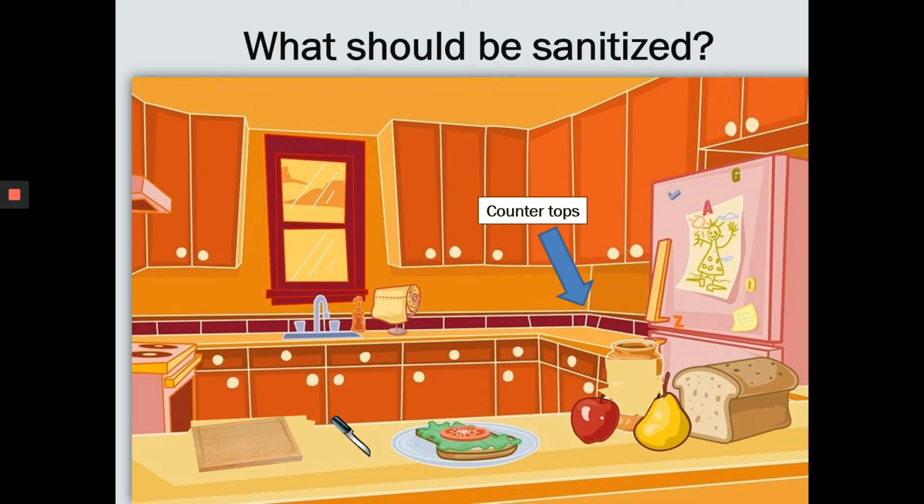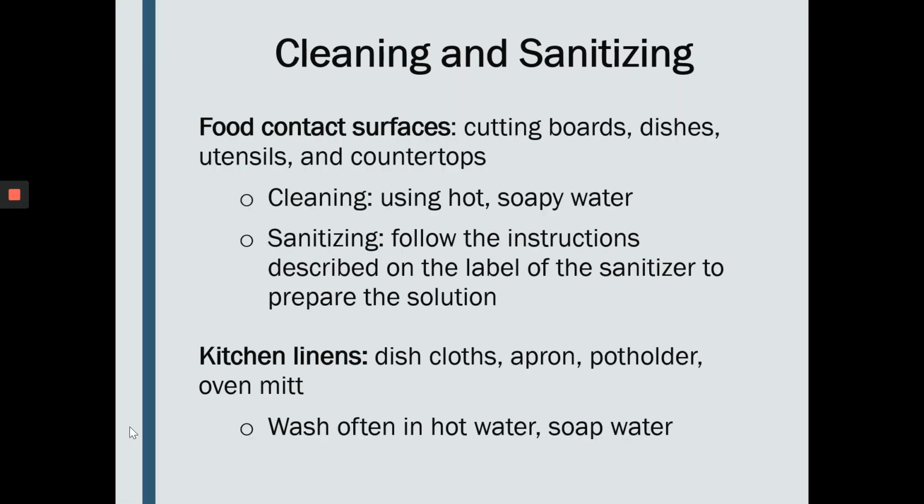Countertops should be sanitized, the utensils that we use, and the cutting board. To clean food preparation utensils, equipment, and surfaces, hot soapy water should be used. To sanitize these items, you should follow the instructions described on the label of the sanitizer to prepare the solution. If you do not want to make your own sanitizer, sanitizers can be purchased at many supermarkets.